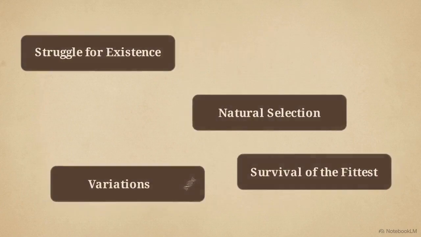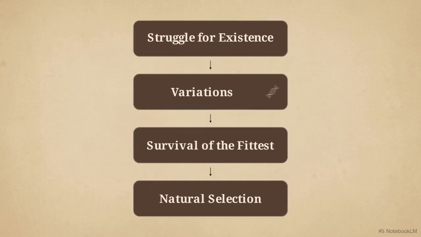Let's test your active recall of the sequence, a frequent exam question. Mentally put these 4 events in chronological order. The correct sequence is the struggle for existence forces variations to be tested, leading to the survival of the fittest, which drives the mechanism of natural selection.